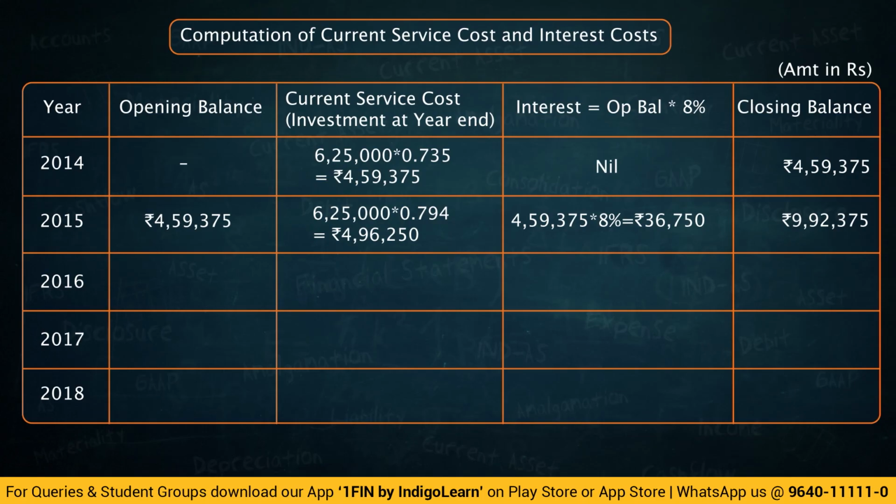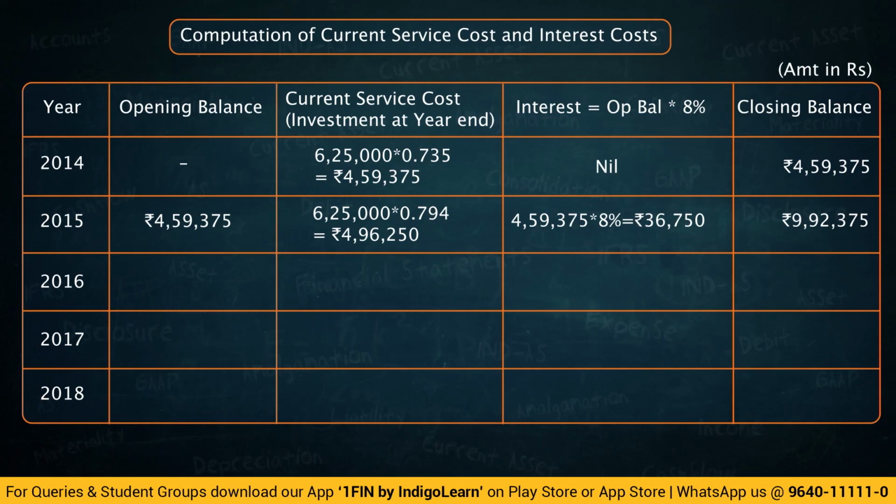Excellent. Now friends, I am just repeating the logic. Listen carefully. Already there was an opening loan. On that opening loan there is some interest at 8%. We are calling it loan because this is an amount payable to employee. We didn't pay anything. Over and above that we have drawn fresh loan because there is a fresh payable to employee which is coming up. So closing balance became 9,92,375. Fantastic.